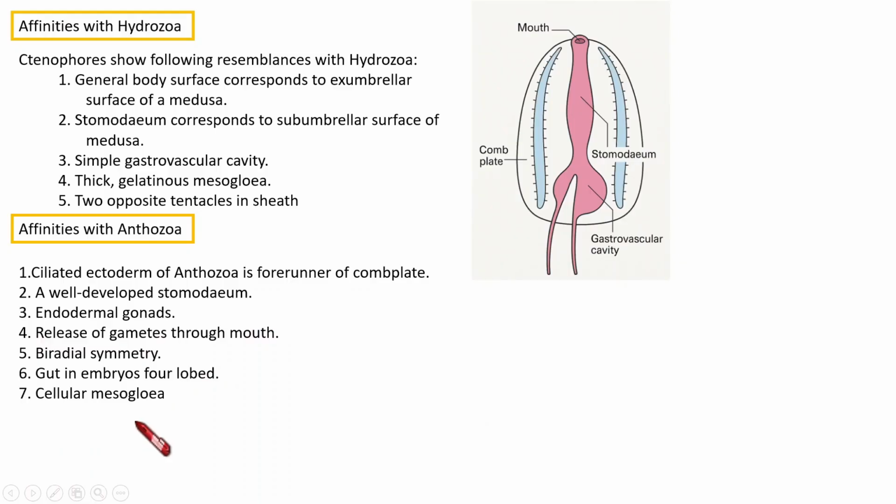Cellular mesoglia means the jelly-like substance seen between the ectoderm and endoderm, as I already told you. So cellular means some cellular structures are possible to see in that mesoglia. That's also a common feature between anthozoa and ctenophores. Next, we are going to see the differences of ctenophores from that of cnidaria.